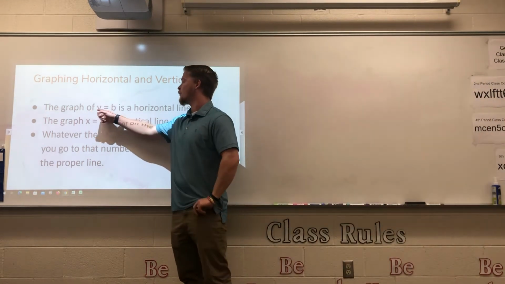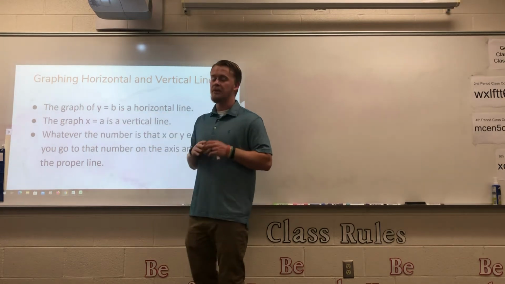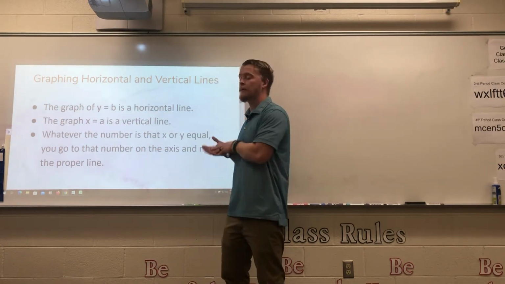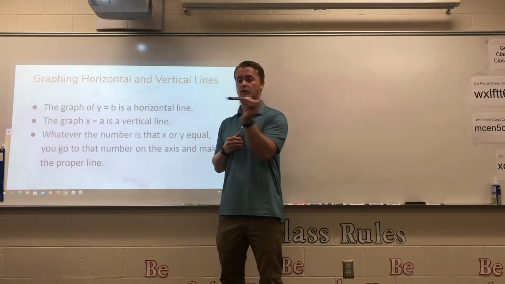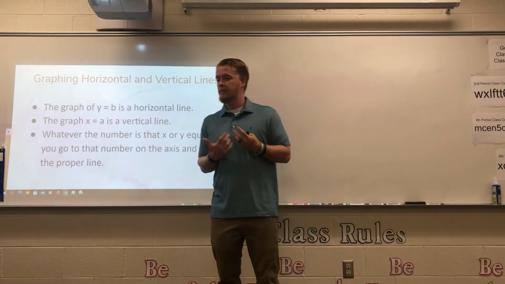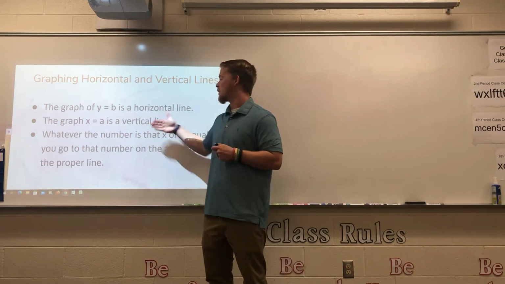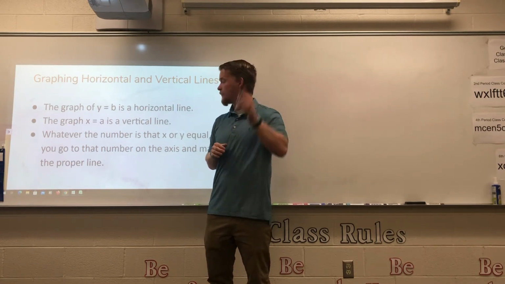The graph of y equals b, and b can be any number. Okay, that b is any number. So y equals any number is a horizontal line, meaning horizontal means it goes this way. The graph of x equals a, again, a just represents any number, is a vertical line. So if you have x equals just a number, it's a vertical line.